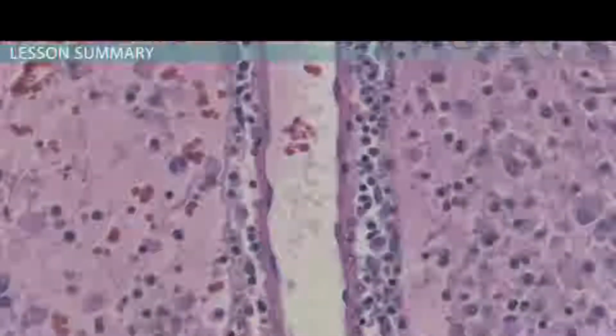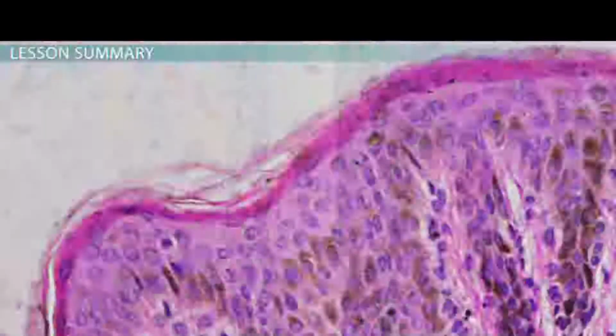Epithelial tissues can take many forms. They can be as simple as a single layer of very flat cells like the epithelial tissue that lines blood vessels, or they can be a complex mix of cells of different shapes and composition like the epithelial tissue of the human skin.